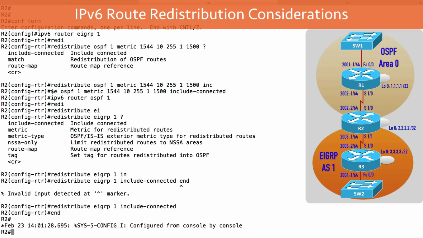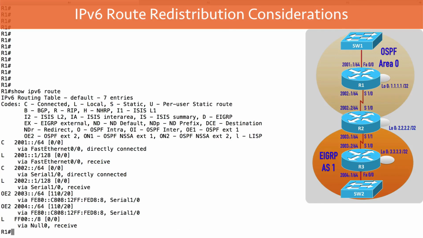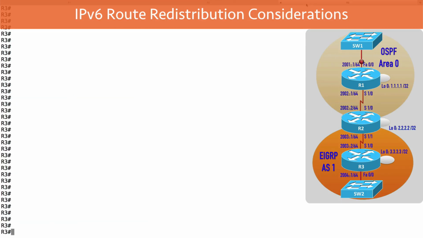Let's see if it works. Let's go over to router R1 and issue a show IPv6 route command. And you can see that we have learned a couple of networks via route redistribution. We learned about the network between routers R2 and R3, and we learned about the network connected off of R3's FastEthernet 0/0 interface.